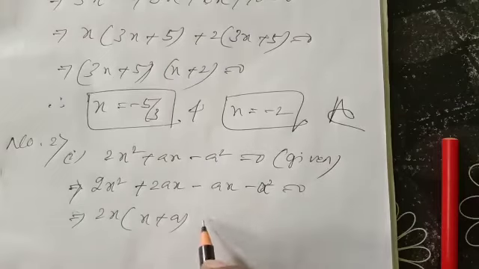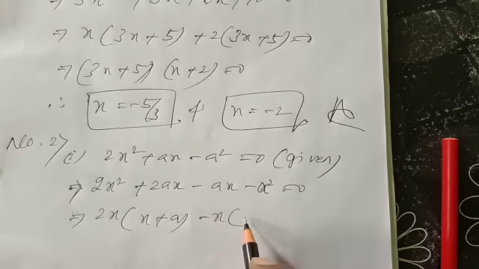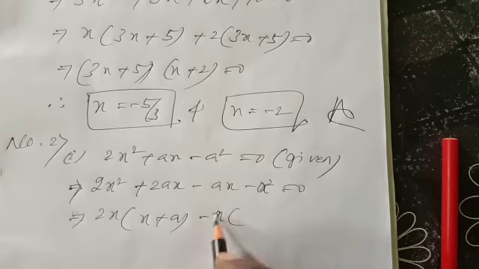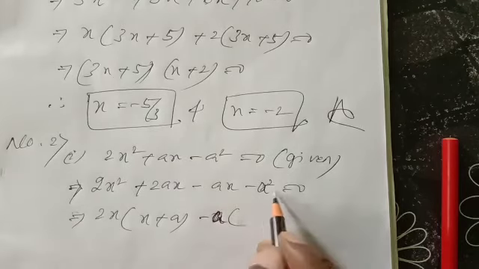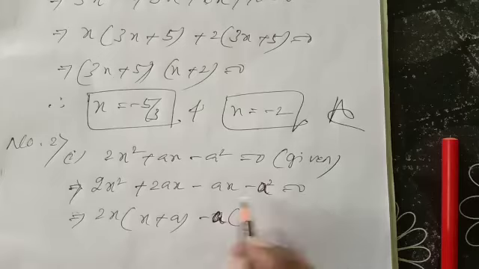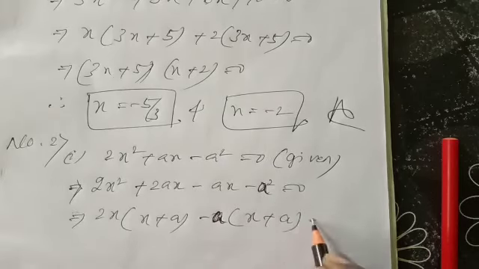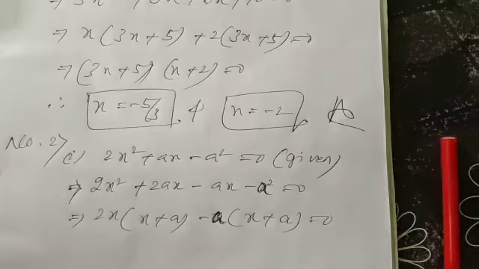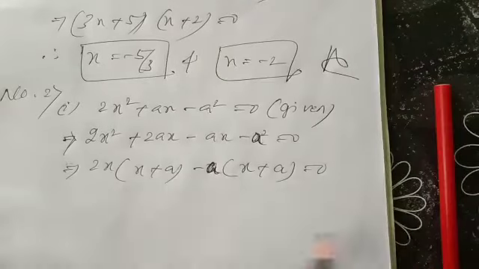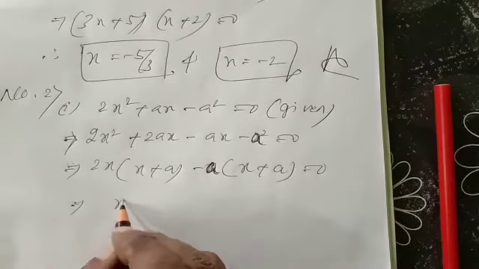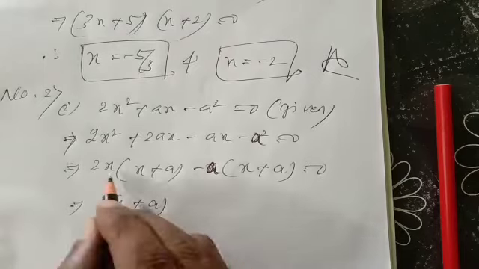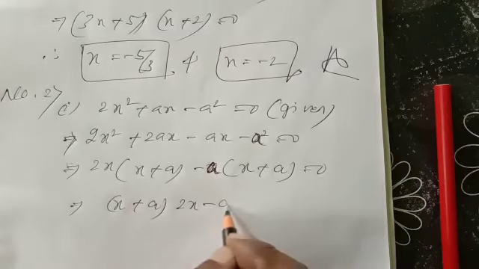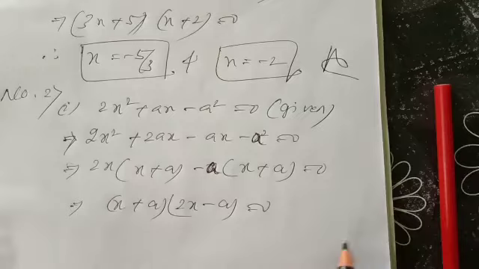From the last, you have to take minus x common. Left a plus x. Okay. Sorry, a taken common. Only a can be taken common. This is a square. What is left here? x left and plus a left equal to 0. Okay. Next you see, x plus a taken outside. This is left 2x minus a equal to 0.